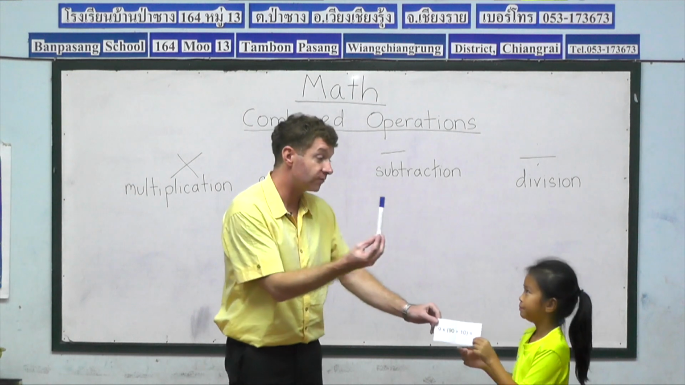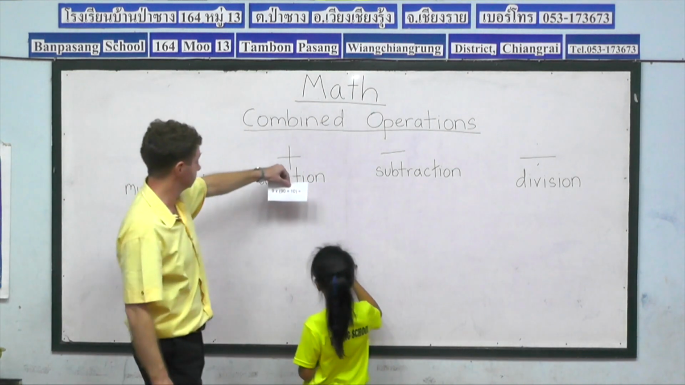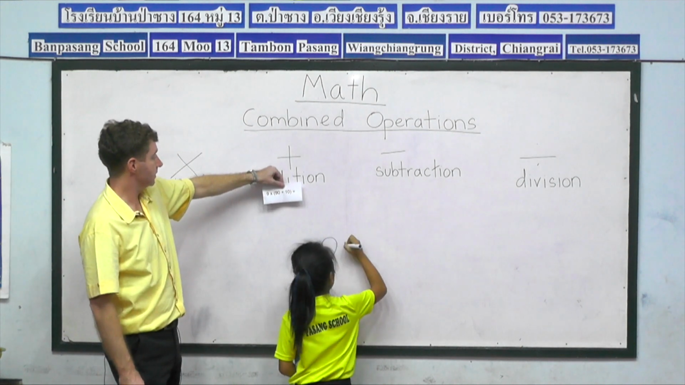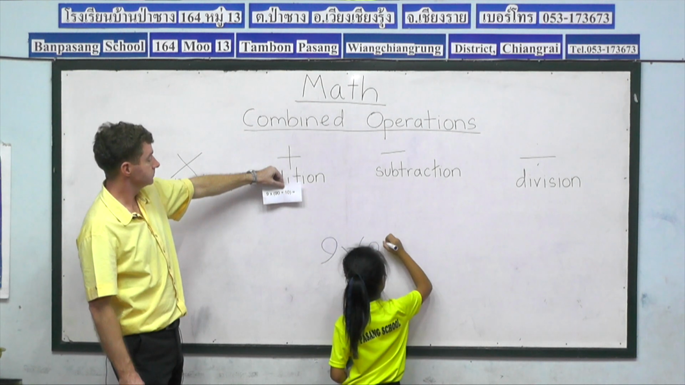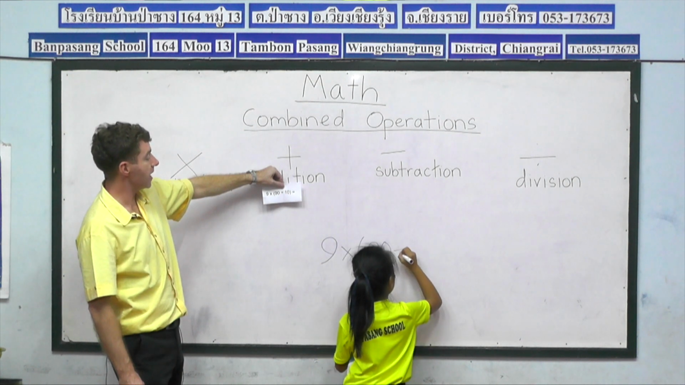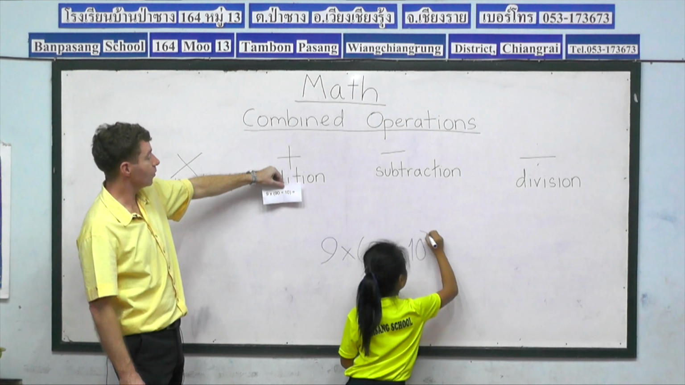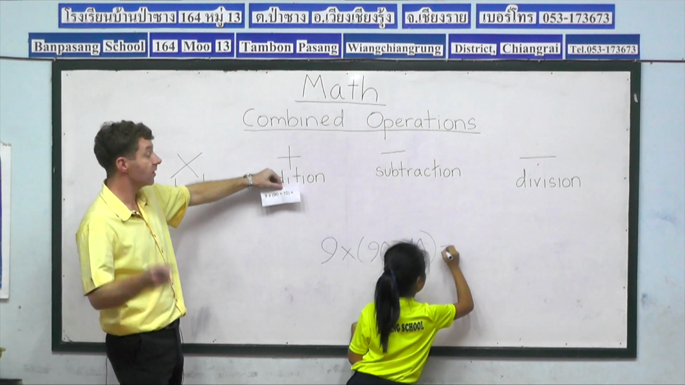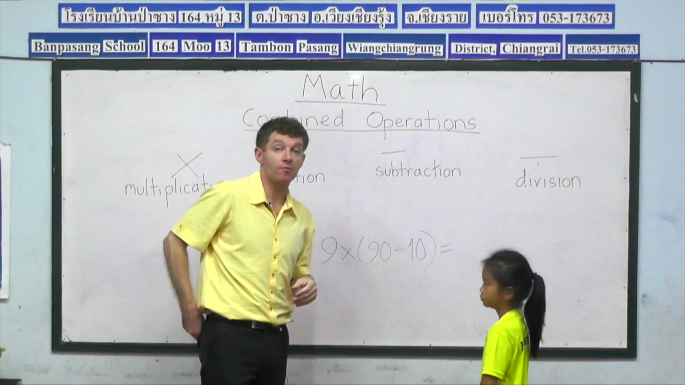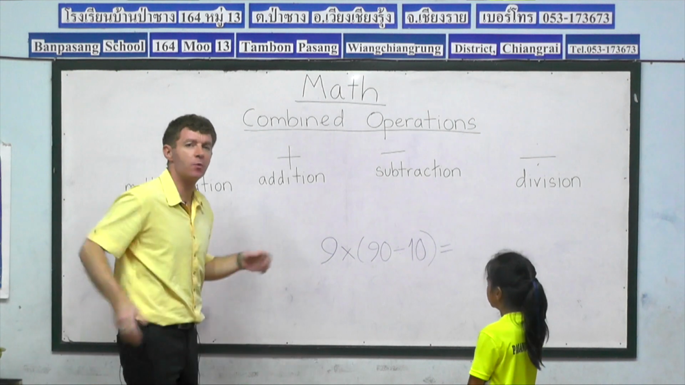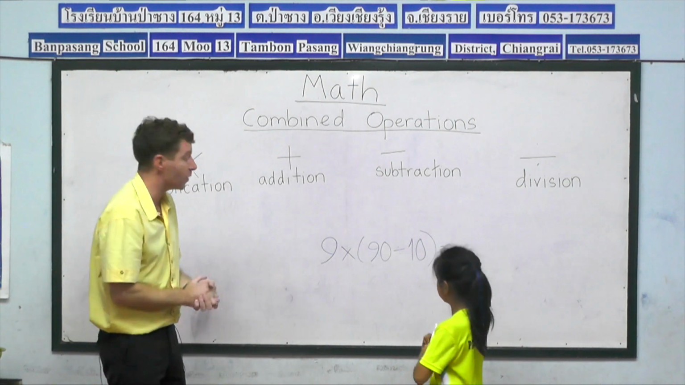Okay, so first of all, Prel, can you write this combined operation on the board, please? 9 times, open brackets, 90 divided by 10, close brackets, equals. Okay, excellent, Prel. So now we're ready to do our combined operation. Which is the first sum that we need to do? In the bracket. So Prel, take it away.